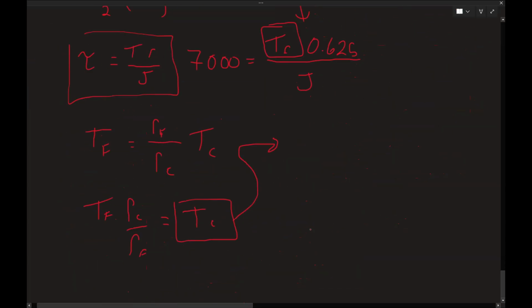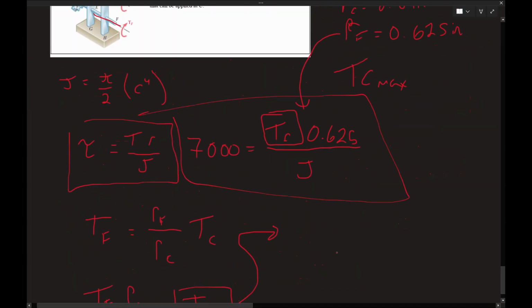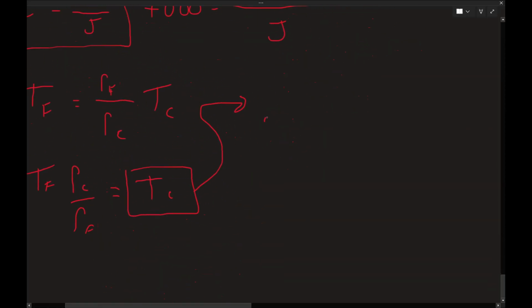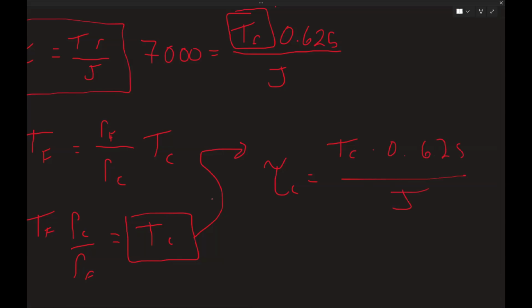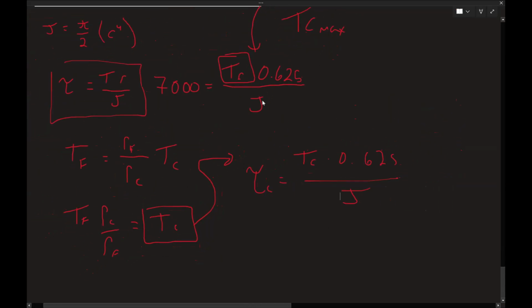The same one over here, this one, except the original one over here. Because you're solving for tau now, tau of C is equal to T_C times 0.625 over J. And T_C is solved for over here. And then that is the whole thing, and then this is the answer.